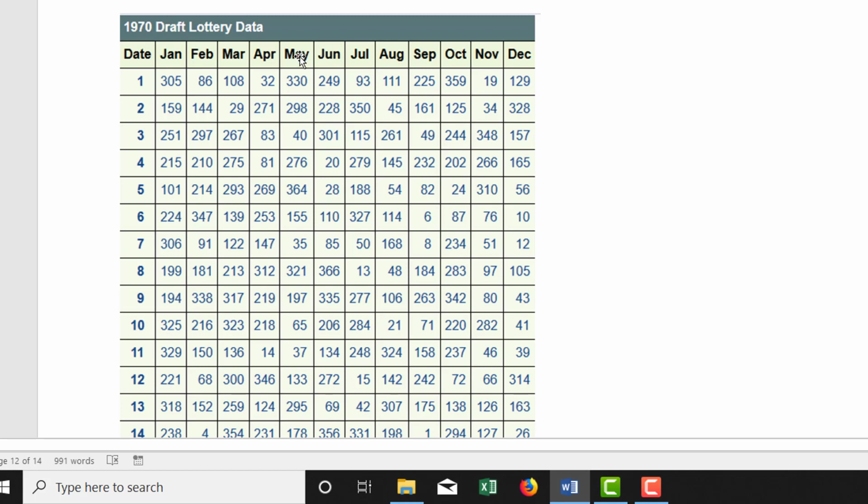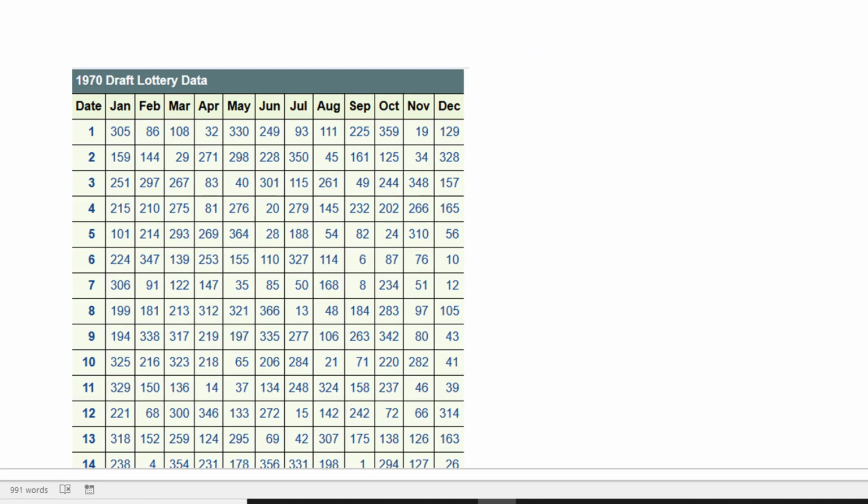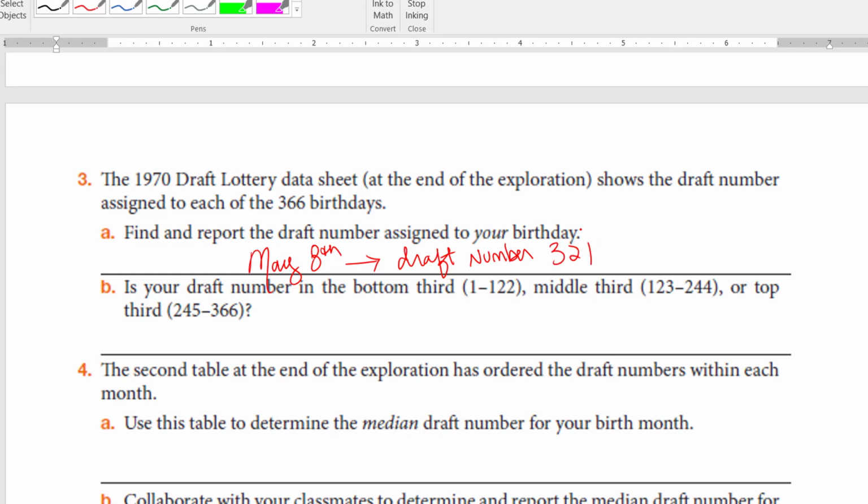And then you find the day of your birthday in that month. So let's say, for example, mine was May 8th. So I go down the May column until I find May 8th, my draft number would be 321. If your birthday was September 13th, you would go down the September column to 13 and you'd find your draft number would be 175. So you find your draft number. This was the actual draft number assignments for 1970. Okay, then part B says, is your draft number in the bottom third, middle third, or top third? Well, mine would be in the top third. That depends on your birthday.